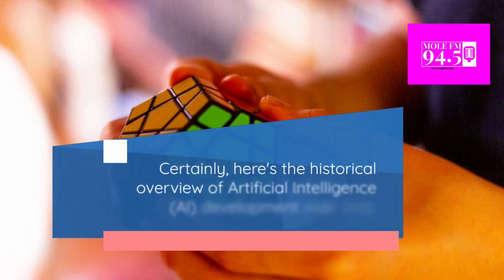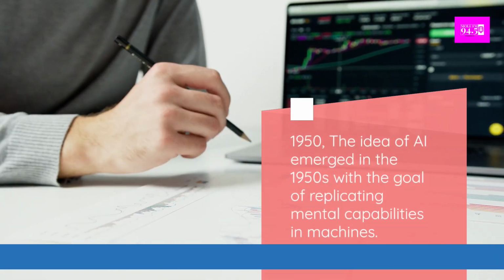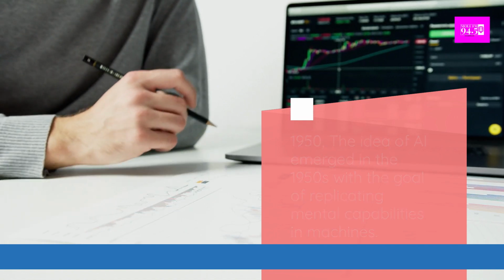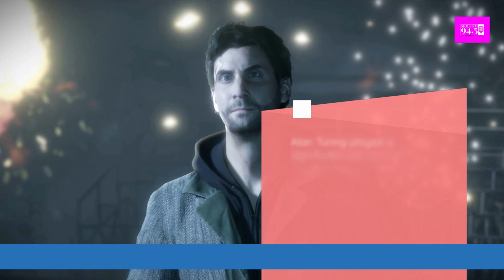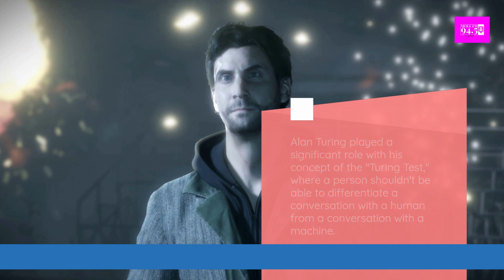Certainly, here's the historical overview of artificial intelligence, AI, development over time. 1950, the idea of AI emerged in the 1950s with the goal of replicating mental capabilities in machines. Alan Turing played a significant role with his concept of the Turing test, where a person shouldn't be able to differentiate a conversation with a human from a conversation with a machine.